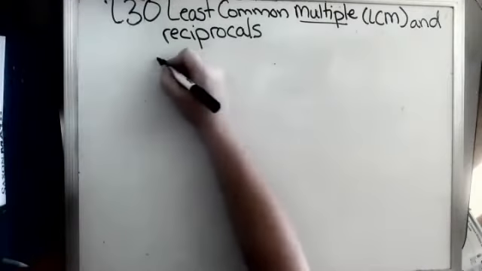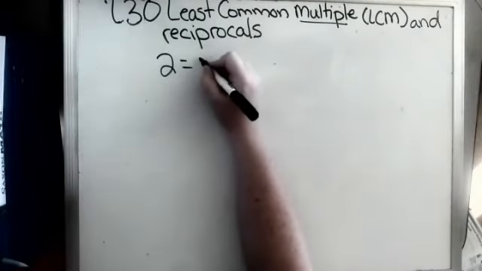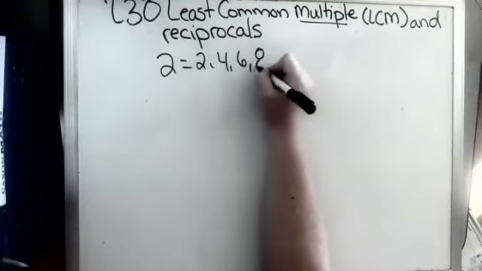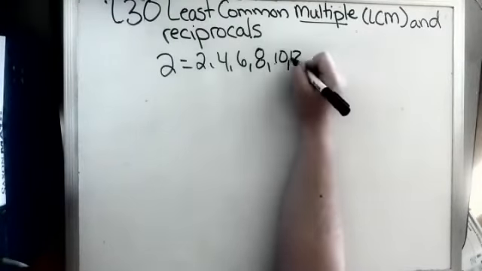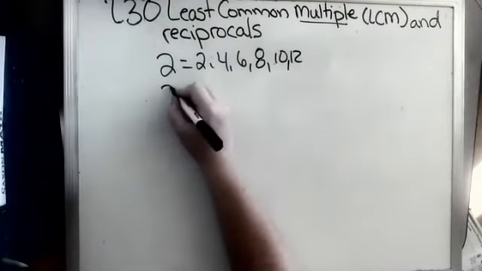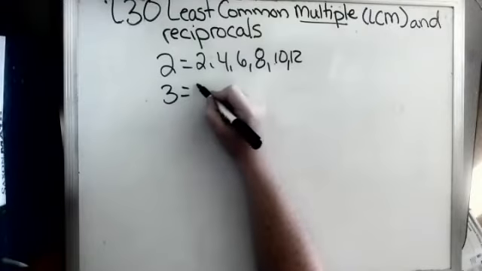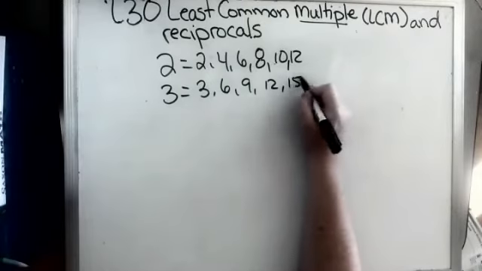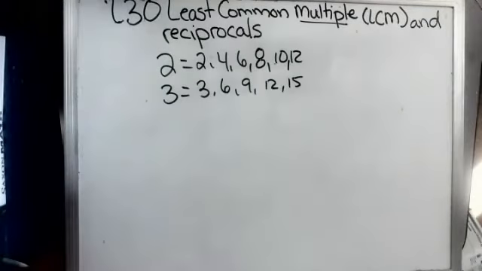For example, multiples of 2 are 2, 4, 6, 8, 10, 12, on and on. Those are multiples of 2, just like multiples of 3 are 3, 6, 9, 12, 15, on and on. Multiples are when you use that number times another number and get a product. The multiple is the product, not the factors.